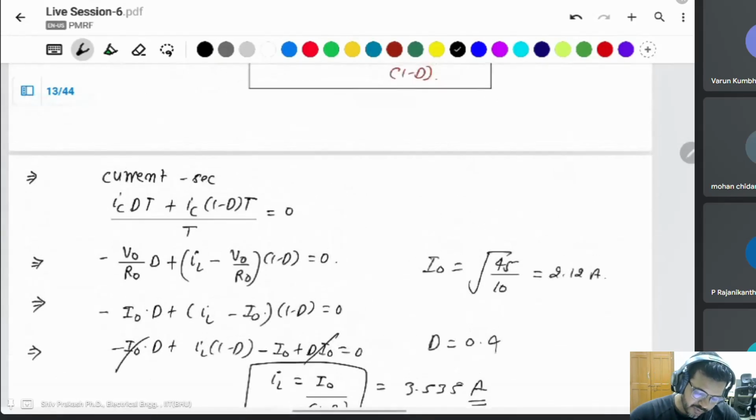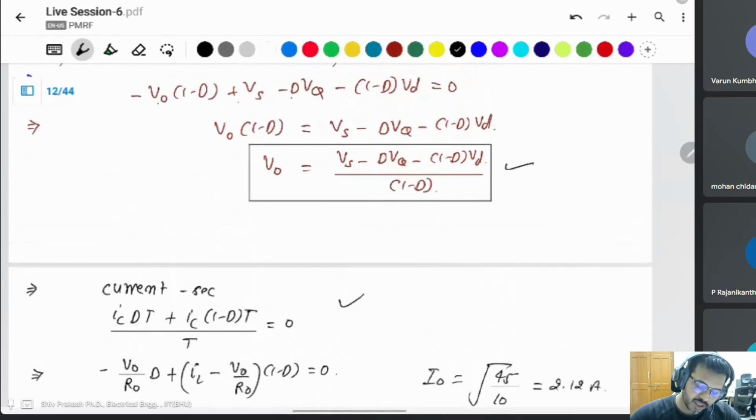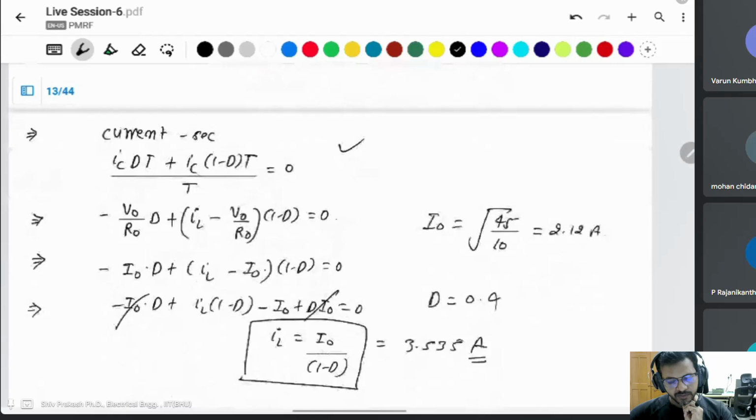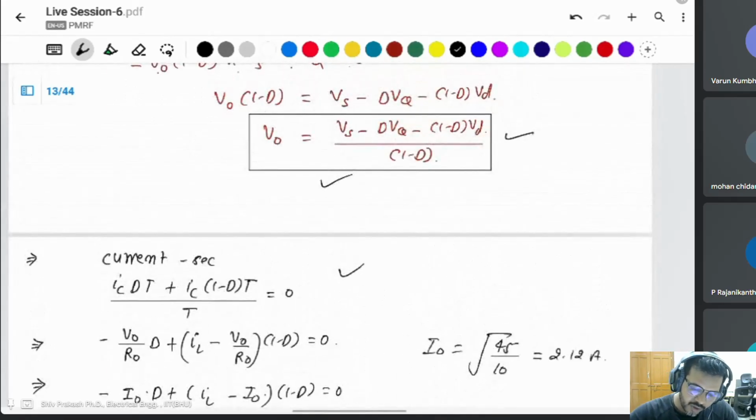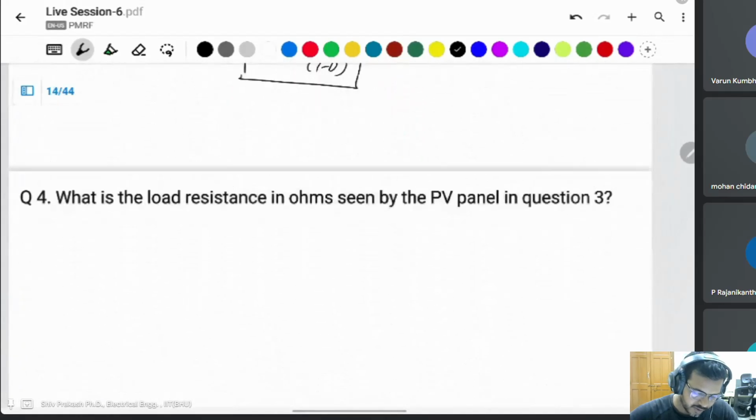You can calculate from here, but if you want to get the voltage, then you can calculate this one. If IL is known, then you can multiply by this one, and you can find the input voltage from this one.